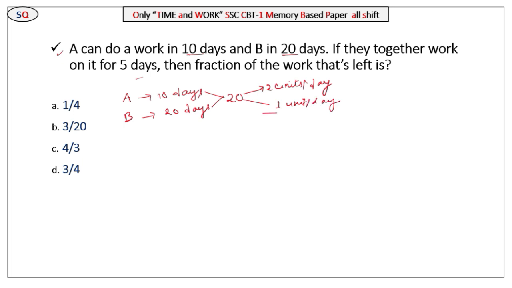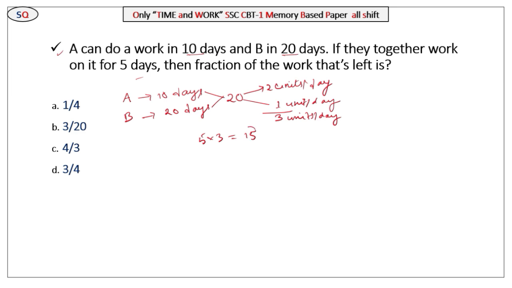Now total 3 units per day. AB can do 3 units of work in 1 day. So they work for 5 days. Therefore, we have to multiply 5 into 3 equals to 15.